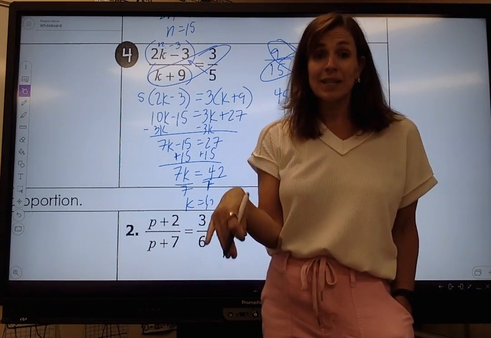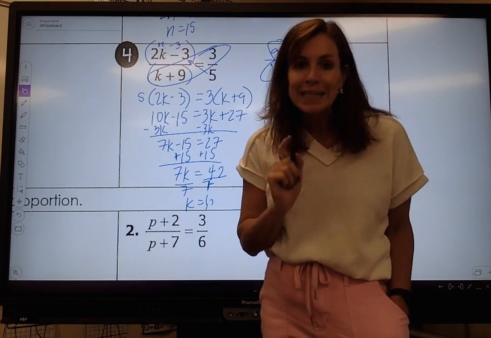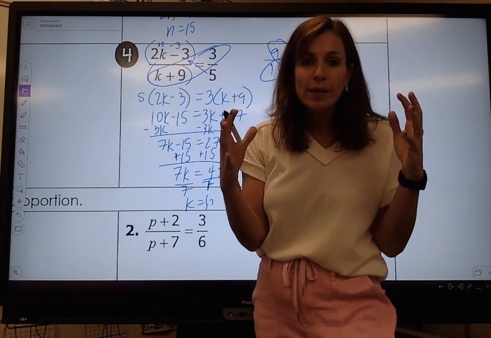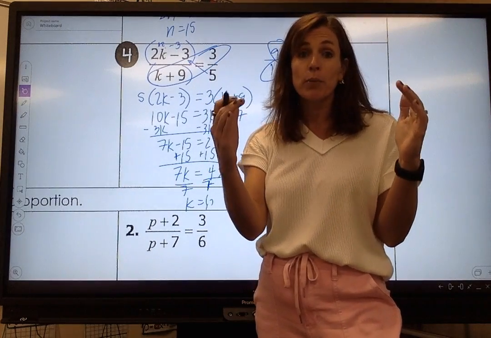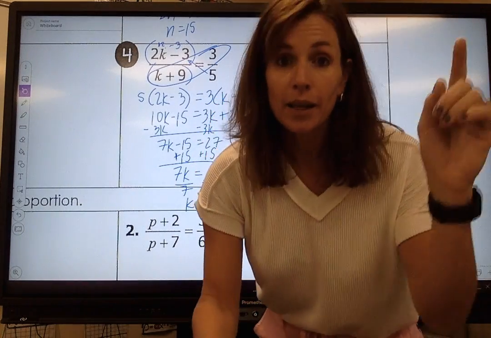So those are the examples of proportions. Your main step is to put parentheses before you do anything. If it's a binomial, put parentheses around that. If you need help, come see me.